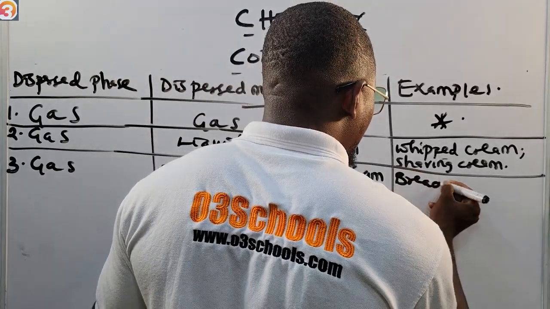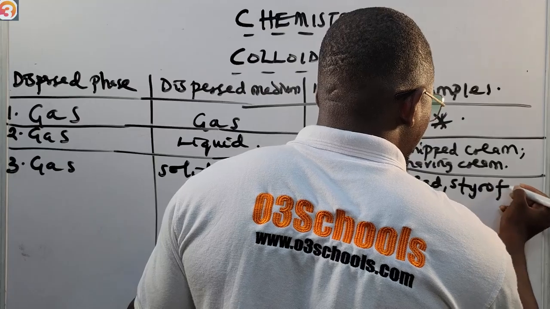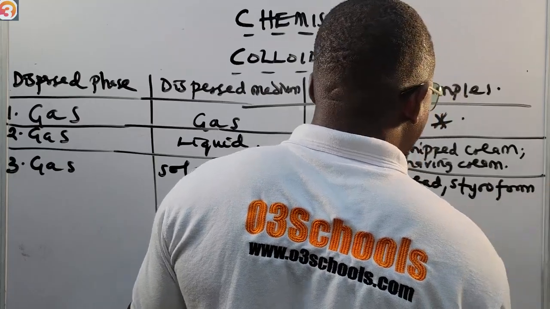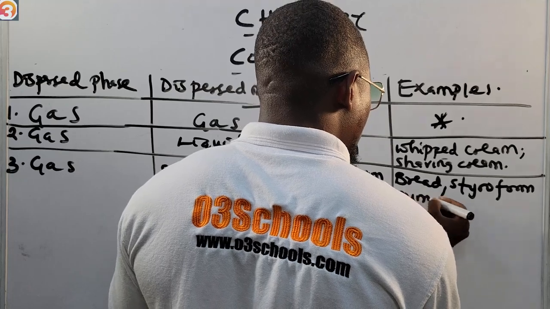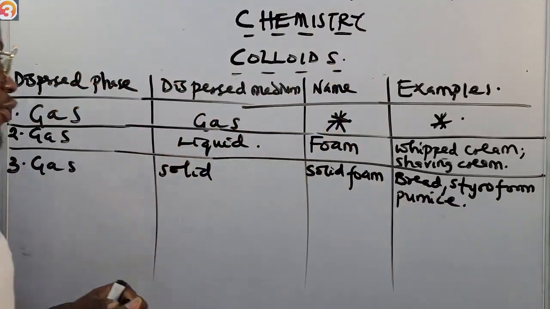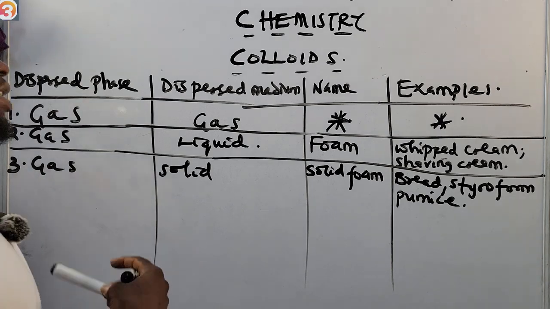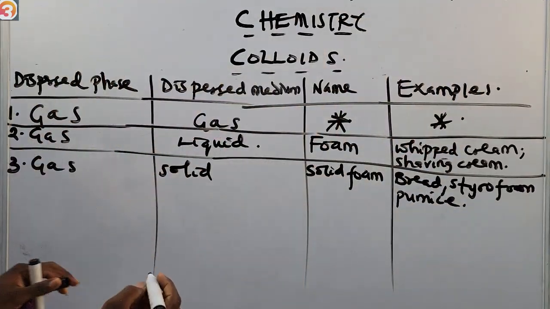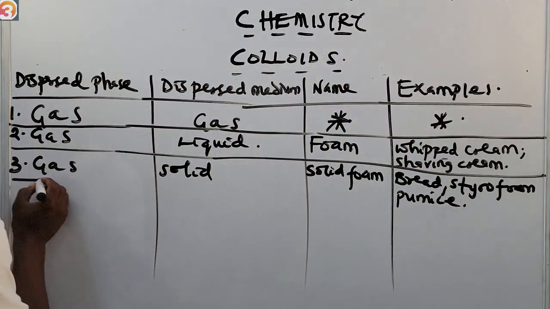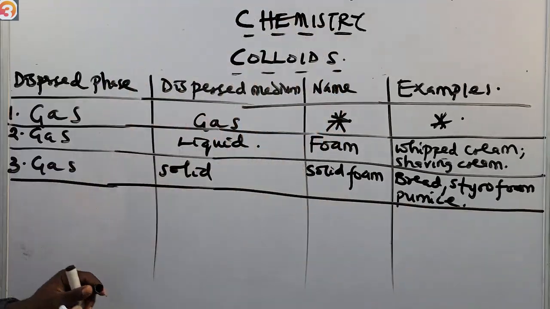Bread, styrofoam, and pumice are examples of gas solid colloidal system. This is solid foam. Styrofoam, pumice and bread. So that is a gas solid colloidal system. That's an example of gas solid colloidal system.